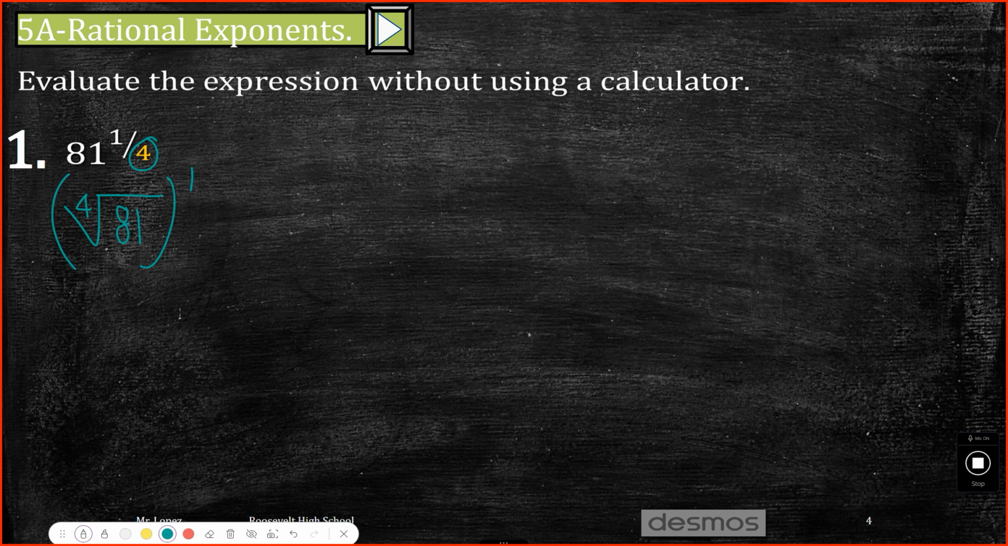3. Why is it 3? Because 3 times 3 times 3 times 3, that's 9 times 9, 81. 81 to the 1 power is 81.